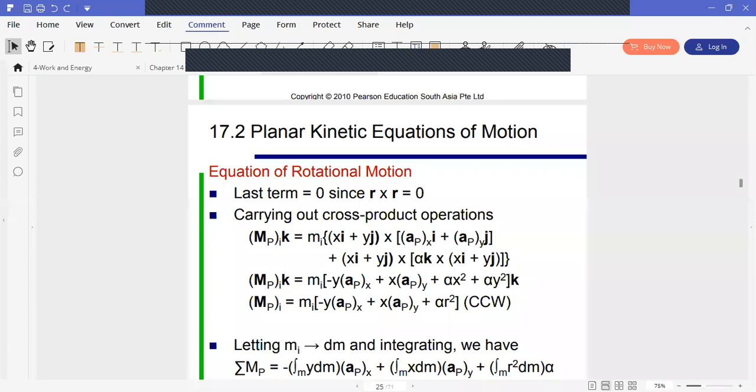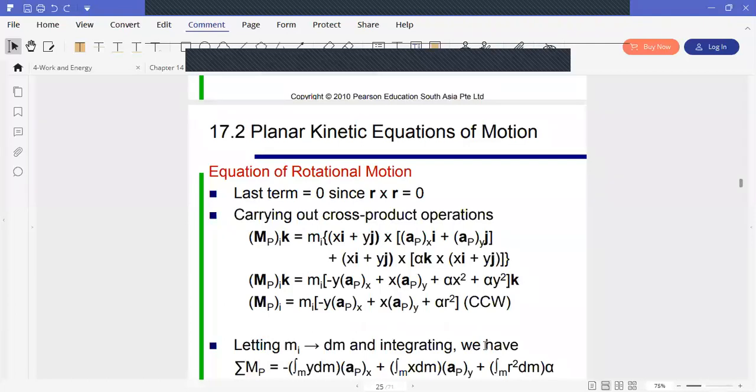Why can we take alpha outside of the integration? Is alpha varying with the mass? No, it's a constant. For a certain instant, for any elementary mass, I have the same alpha. And for this instant, for any elementary mass, I have the same a_Px and the same a_Py. This is why I can take them outside of the integration.